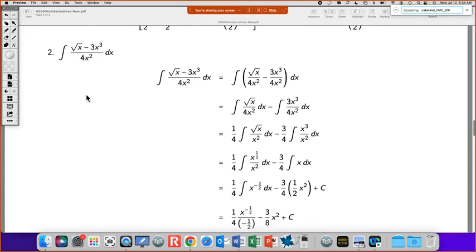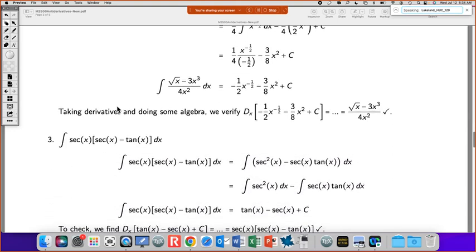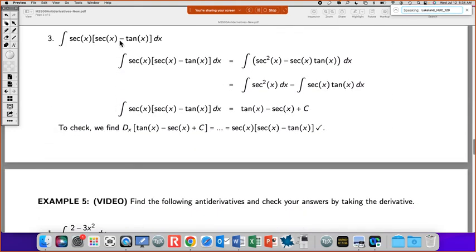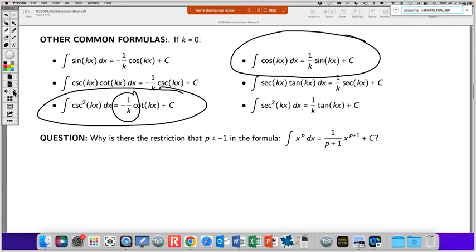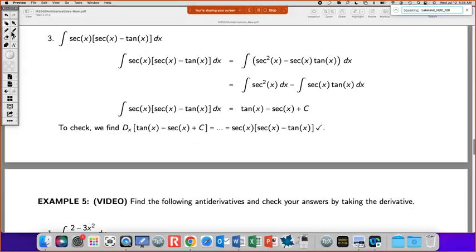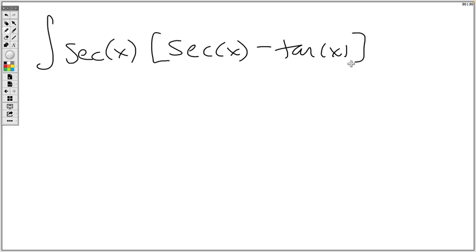All right. Any questions on this example? Do you see how it's the same basic strategies we did for derivatives? Like if you go back and look at section 3.3, it's the same strategies we used in section 3.3. Let's take a look at number 3. Integrate secant of x times secant of x minus tangent of x dx.